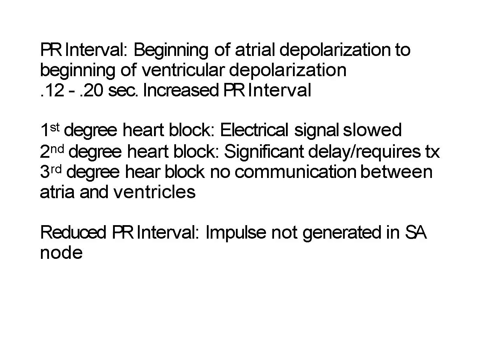In a second-degree block, some impulses fail to reach the ventricles, creating skipped beats and often requiring treatment. A third-degree, or complete, heart block means that the atria and ventricles beat independently, with no communication between them. Conversely, a shortened PR interval indicates that the impulse bypasses the SA node or takes an abnormal accessory pathway. Recognizing these changes is essential for diagnosing conduction abnormalities on an ECG.